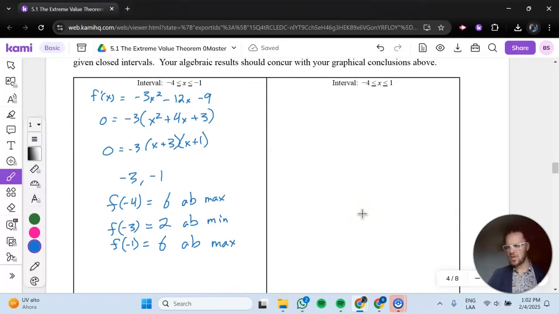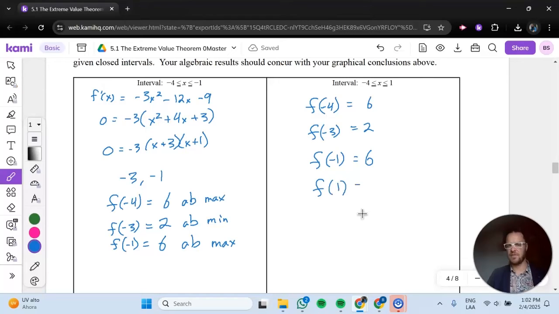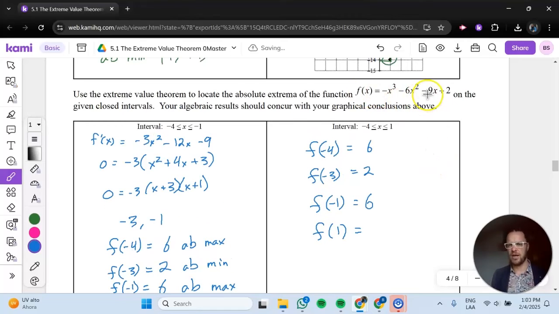Okay. So then over here, this is just a different interval, so we don't need to go through the derivative again. We already know what it was. So we're going to check f of -4, f of -3, and we already know what those are. That's 6. This is 2. Then we're going to check f of -1, and we already know that one as well. It's 6. The last one that we need to check is f of 1. So we're just going to plug 1 into our original equation here, and then we get -14. So that takes over as our absolute min on this interval, and our absolute max is still shared between these two here.